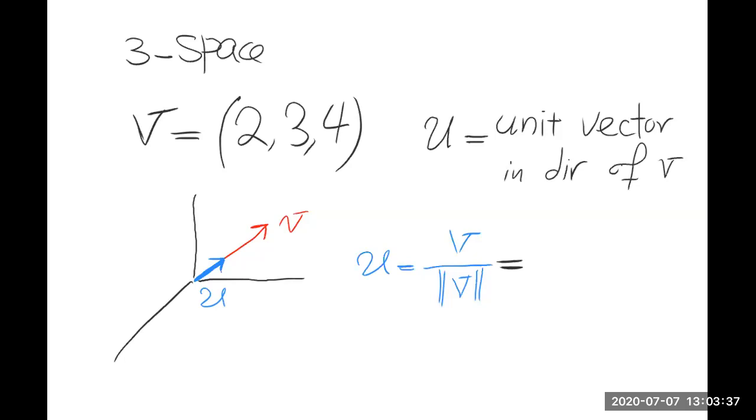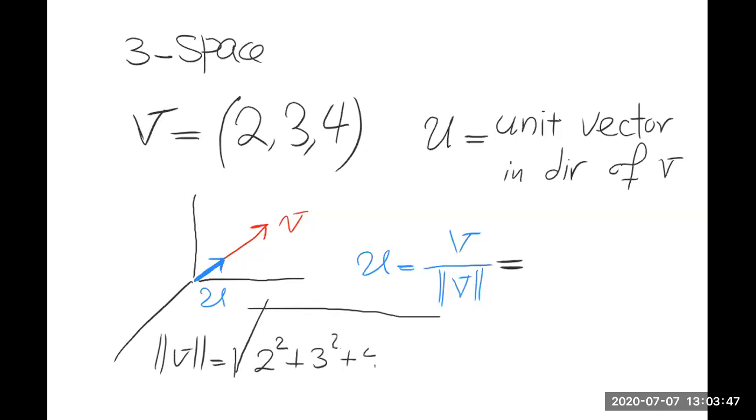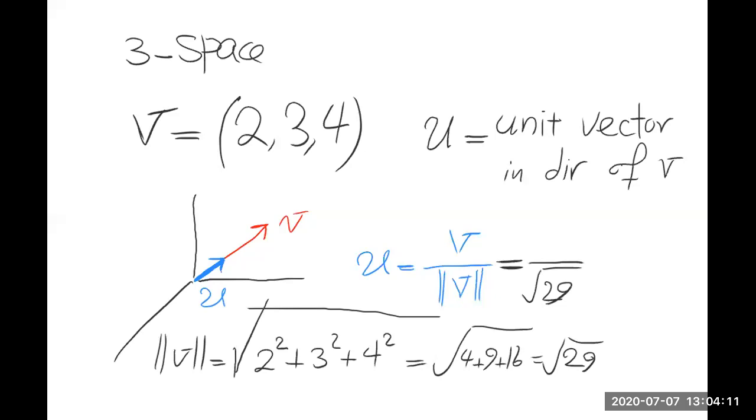So what is the length of V? The length of V is the square root of the first coordinate squared, the second coordinate squared, plus the last coordinate squared. It is equal to 4 plus 9 plus 16. So 4 plus 9 plus 16, what is the sum? 25, 29, square root of 29. So the length of V is radical 29, right?